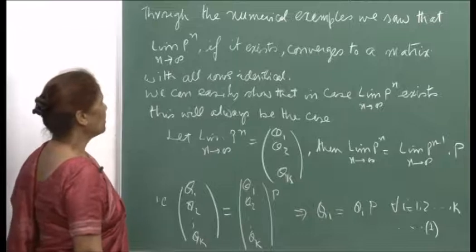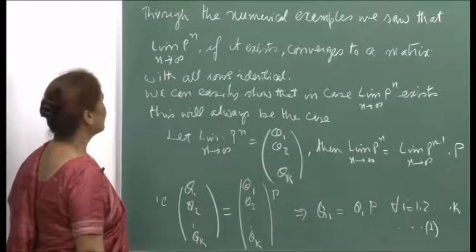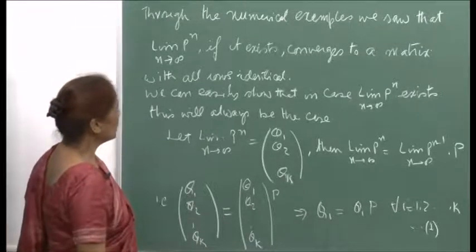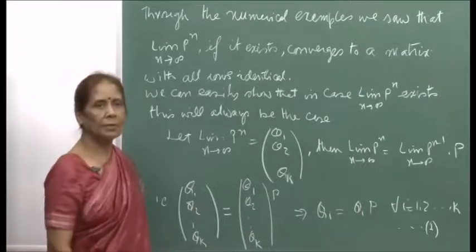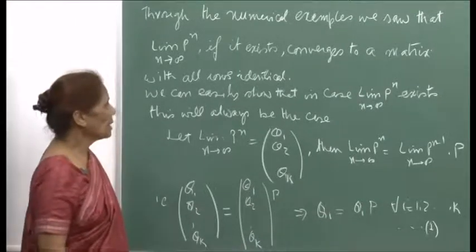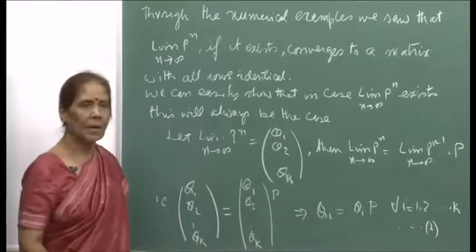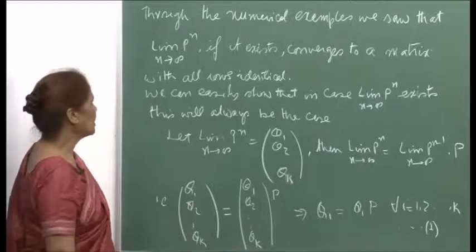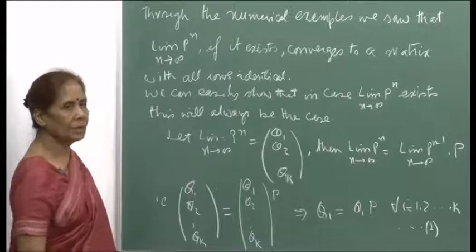In the numerical examples, we saw that as n goes to infinity, if the limit of P^n exists, where P is a transition matrix, then it converges to a matrix with all rows identical. In the 2-3 examples we considered, the limit existed, and the rows became identical as we increased the power n. That means we continue taking higher and higher powers of P.